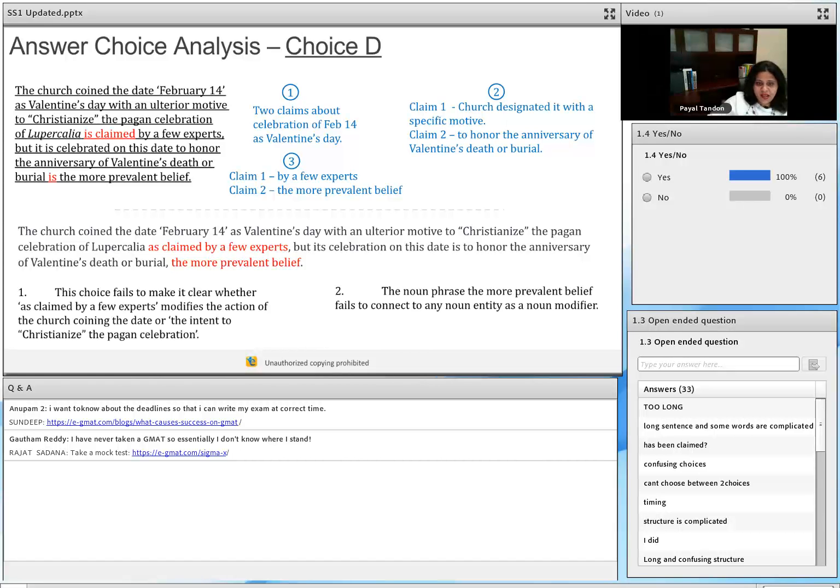Now this choice is again, church coined the date Feb 14th as Valentine's Day with an ulterior motive to Christianize the celebration as claimed by a few experts. Now again, it's not really clear, as claimed by few experts, what does it modify? Does it modify the action of the church coining, or does it modify the ulterior motive aspect? And that's why this choice is incorrect. The other thing is, the more prevalent belief is not really connecting well with anything in the sentence. Okay, so that's why choice D is wrong.